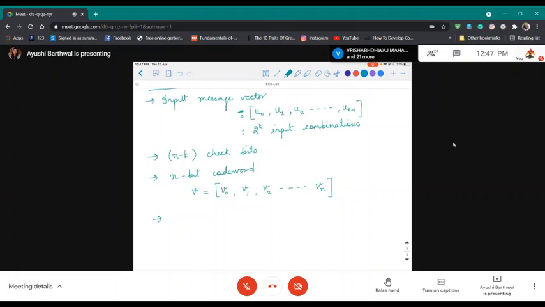These block codes are represented in this form: n comma k binary linear block code. It is written in this way, and n comma k means the final code word that is generated after the channel encoder has n bits. So there will be an n-bit valid code word, and in this n-bit valid code word, the k-bit message will be there.